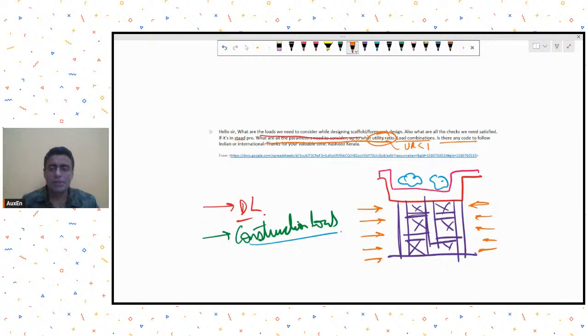Load combinations will be general. Is there any code to follow? I'm not sure if there is any specific Indian code. But these days, if you look at IS 875 Part 3, or even IS 1893 Part 1, you will see that in the scope itself, they write for temporary structures also. So those are included in the scope of IS 875 Part 3, the wind code, and IS 1893 Part 1, the earthquake code. Other than that, for any specific Indian or international code for just scaffold or formwork design, I am not aware.